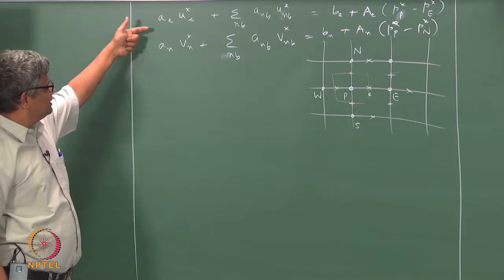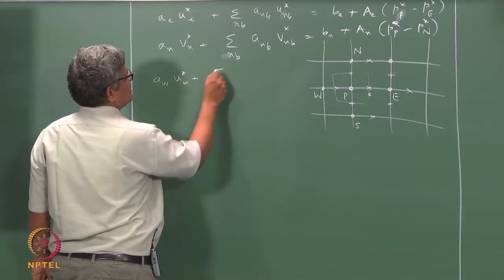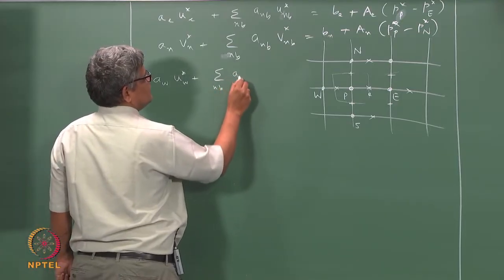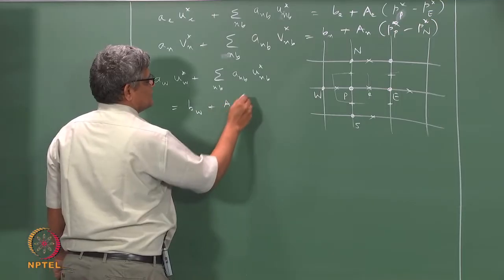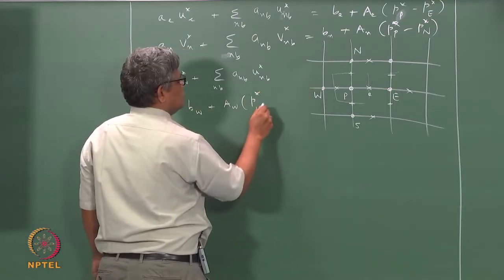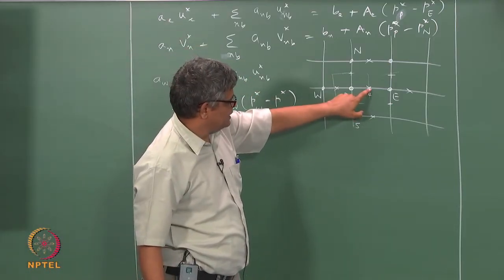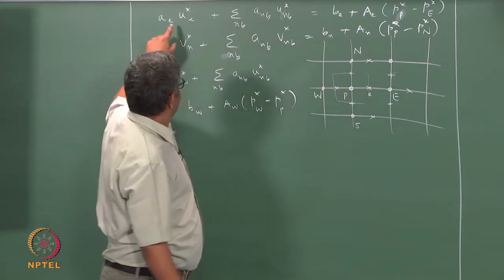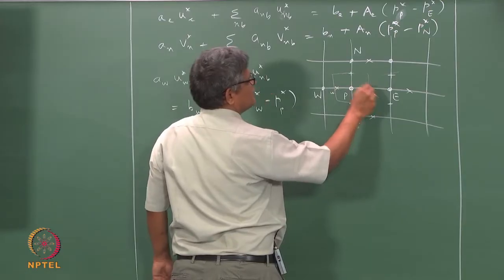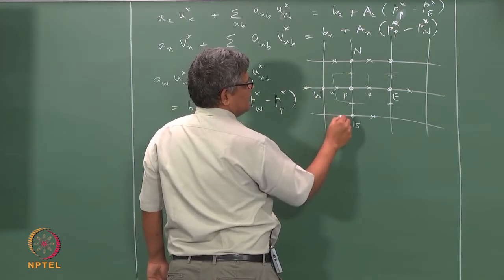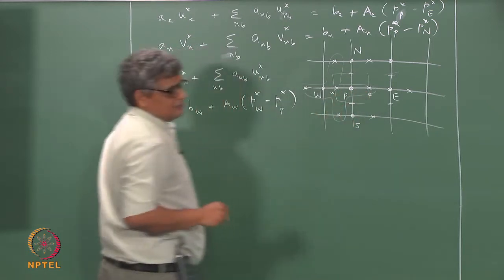This equation can also be written, for example, A west u star west plus sum over the neighboring values of a nb u star nb equal to b west plus A west times p dash W minus p dash P. So, the same template when it is used for the east face point, that is velocity at this point, looks like this. When we bring in the same template to a point at the west face here, small w, then the neighboring points are this one here, and halfway point here, and this point here. So, it involves the same computational molecule, just displaced to the left here.